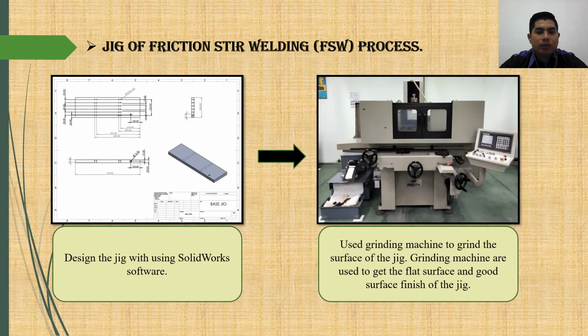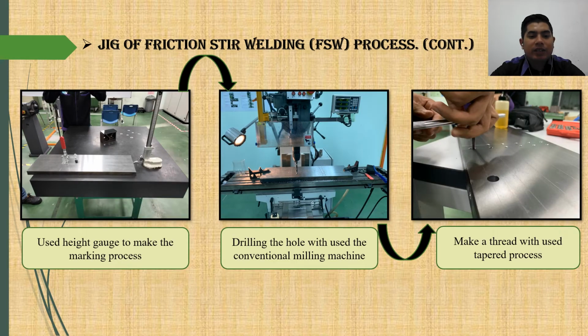Second, to run the friction stir welding process, we fabricate jigs of friction stir welding process. First, to fabricate the jigs, design the jigs using the SolidWorks software. Then go to the grinding machine and grind the surface of the jigs. After that, use a height gauge to make the marking process. Then go to the conventional milling machine to drill the hole.